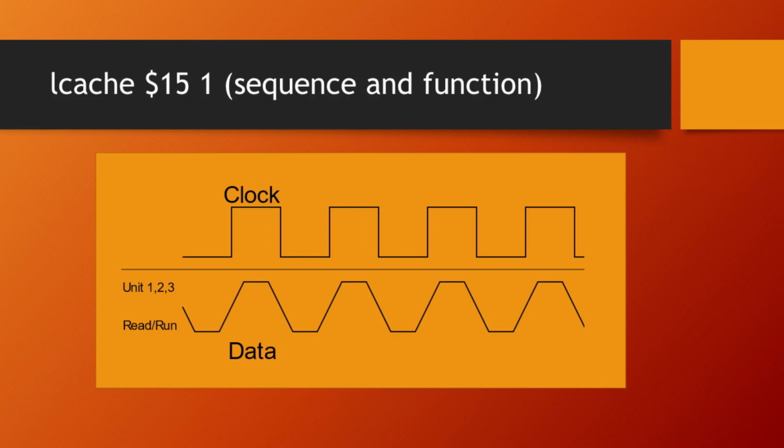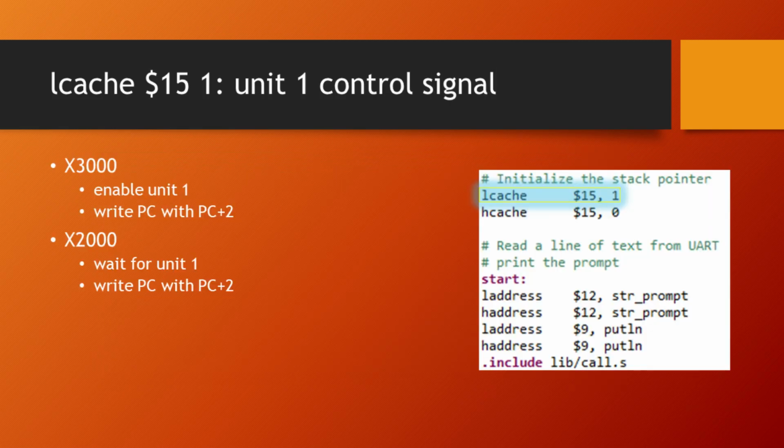After the sequencer has selected the appropriate control signals for functional units and pipeline registers, the functional unit processes can assert whatever signals they need to assert. Hexadecimal value 3000 enables Unit 1, enables write for the program counter, and selects PC plus 2 as the input signal.